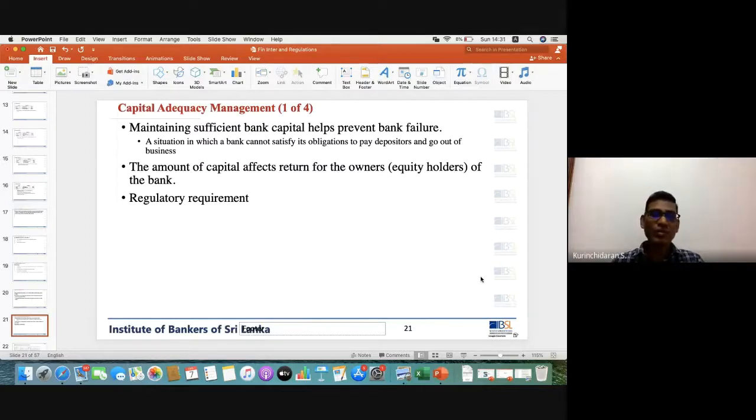So there is a conflict of interest. Owners try to invest less capital, but from an economic perspective, you should have sufficient capital to absorb the losses. So there will always be a regulatory requirement to have minimum capital. That is the capital adequacy, right?